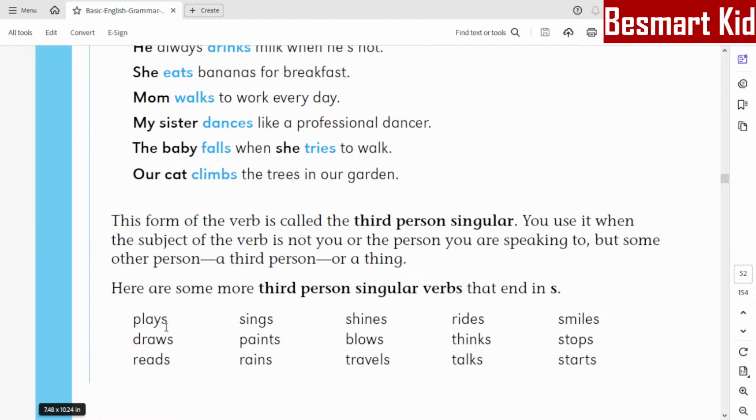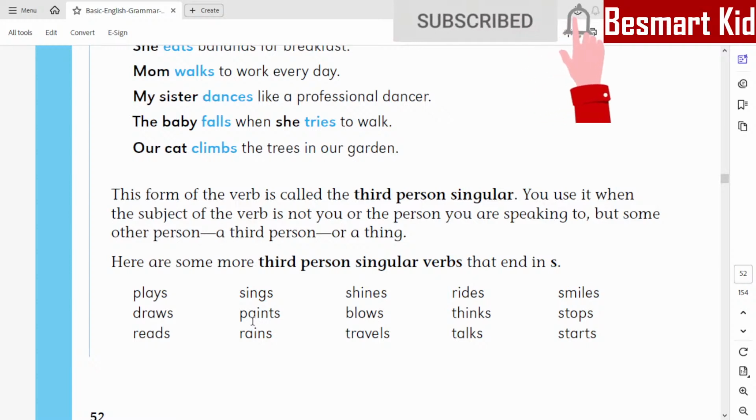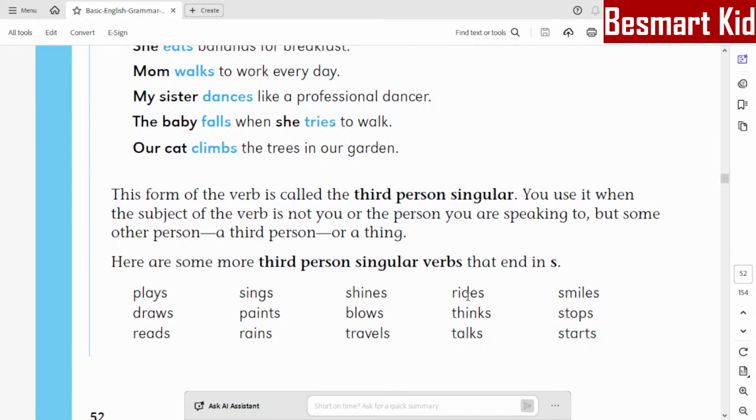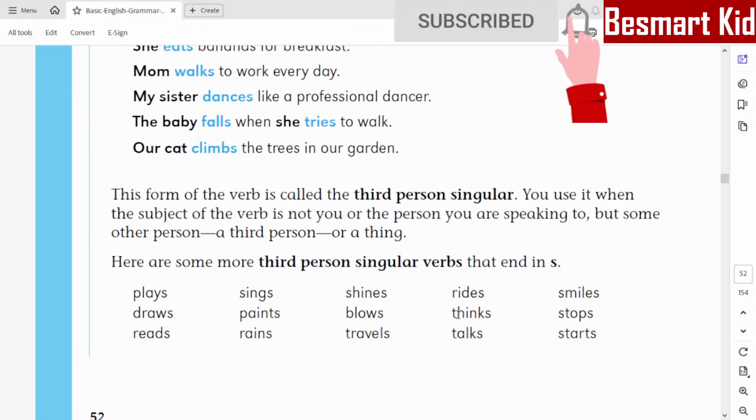Plays, and don't forget to repeat after me. Plays, draws, reads, sings, paints, rains, shines, blows, travels, rides, thinks, talks, smiles, stops, and starts.